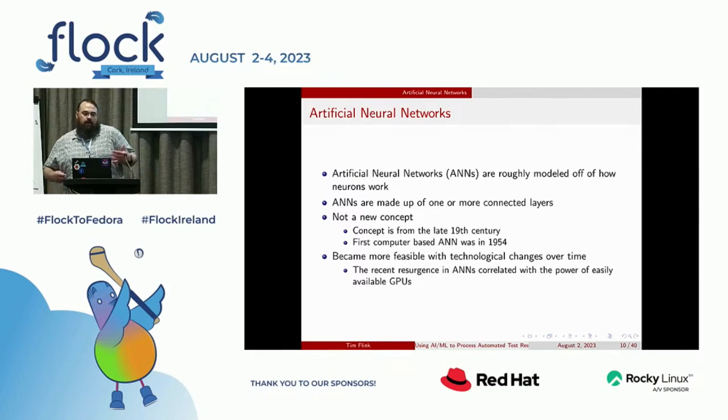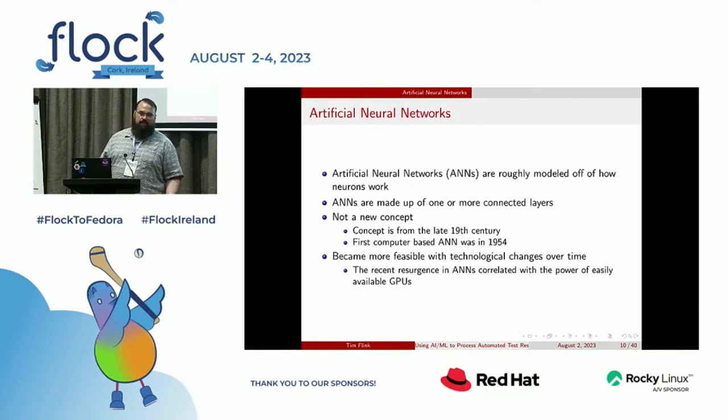But to get into some background on what I ended up doing, so artificial neural networks, the way they work was really inspired by how the human brain works. You have a bunch of interconnected, you can call them neurons, that work together to remember and process information. It's generally made up of multiple layers, at least modern ones, but the concept itself is not really that new.